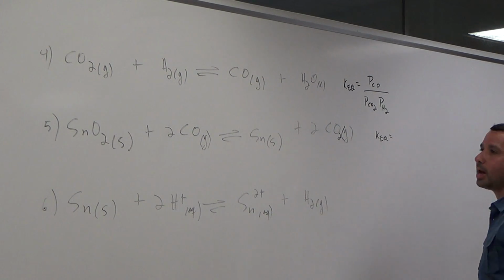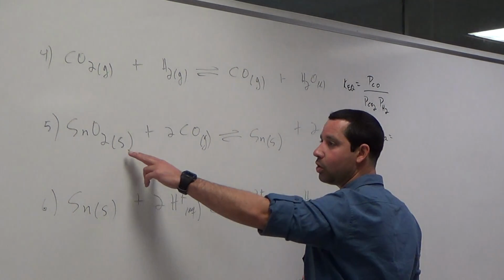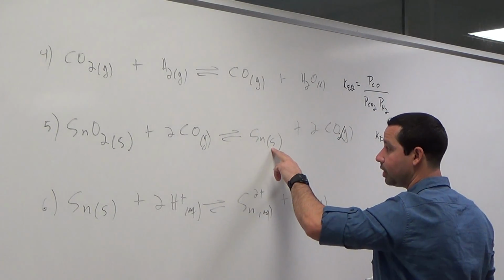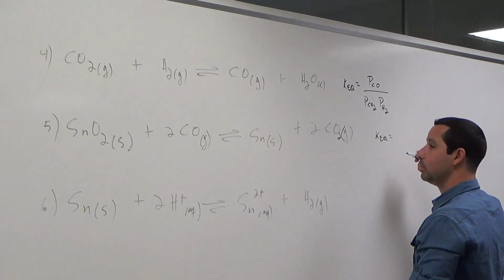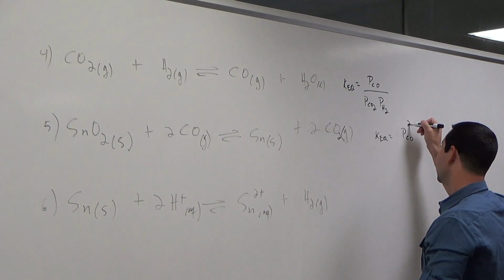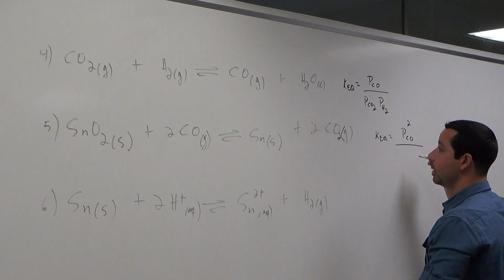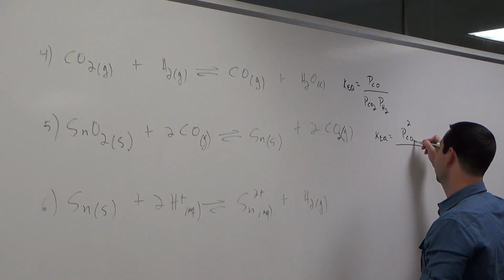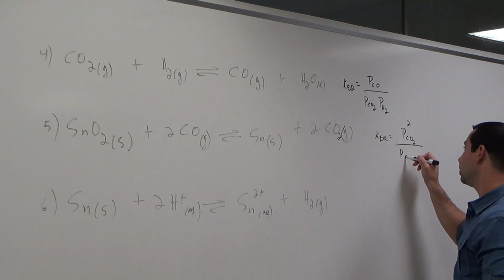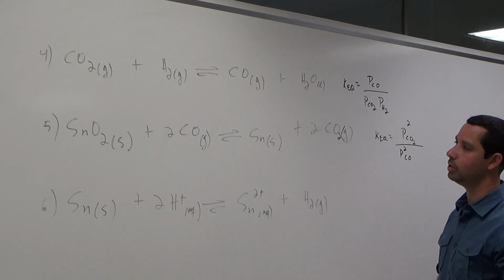For this one, we have a solid here. Is that included in it? No. Nope. Solid is not included. The rest of them, oh, there's another solid. It's not included. So it is the pressure of CO2 raised to the second power divided by the pressure of CO raised to the second power.